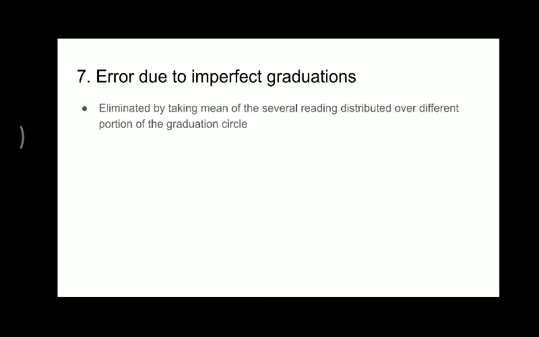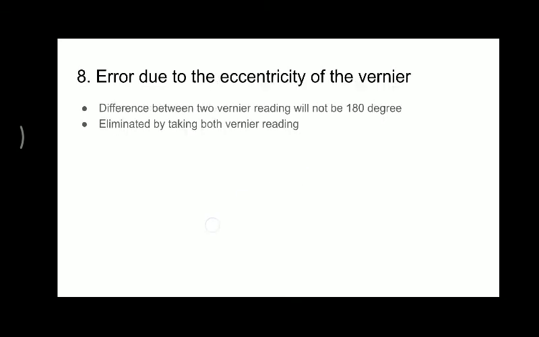Next one is the error due to the imperfect graduations. It is eliminated by taking the mean of several readings distributed over different portions of the graduation circle.